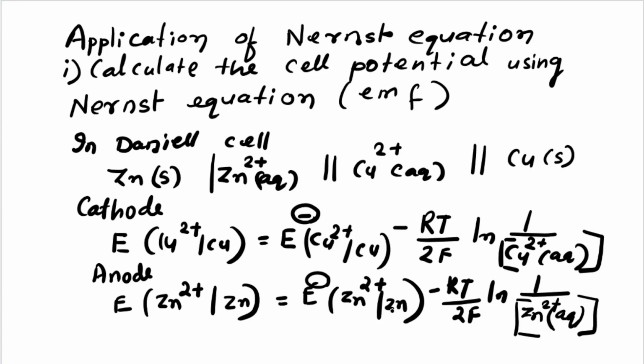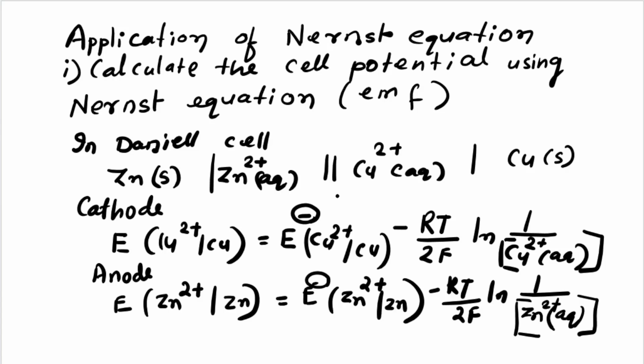Then, applications of the Nernst equation. What are the main applications of the Nernst equation? If you know all the values except the cell potential, you can calculate the cell potential using the Nernst equation. Take the Daniel cell: Zn | Zn2+ || Cu2+ | Cu. The double line should not be a single one, because the double line indicates the salt bridge.